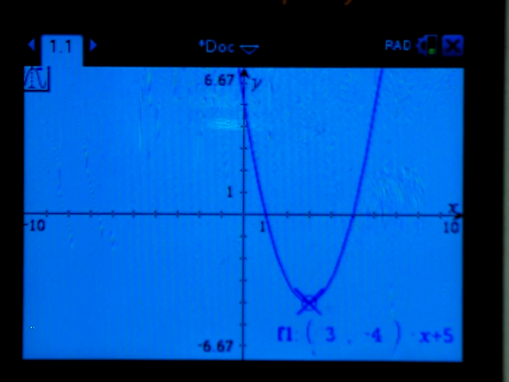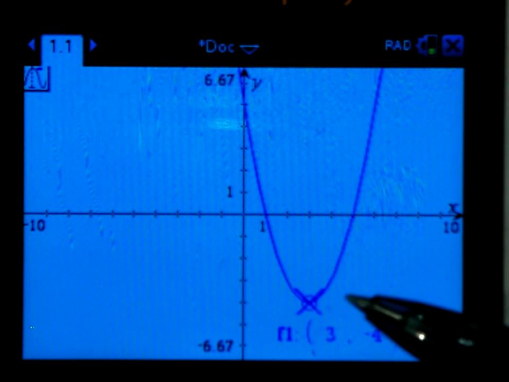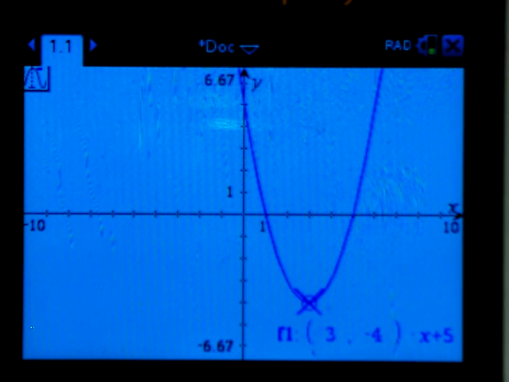And that is 1, 2, 3, 4, 5, 6 different things we can learn from graphing this function on a calculator or in Desmos. You can learn all of those things.